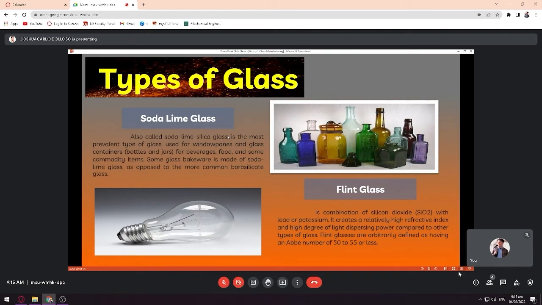So the next is flint glass, a combination of silicon dioxide with lead or potassium. It creates a relatively high refractive index and high degree of light dispersing power compared to other types of glass. Flint glasses are arbitrarily defined as having an Abbe number of 50 to 55 or less.